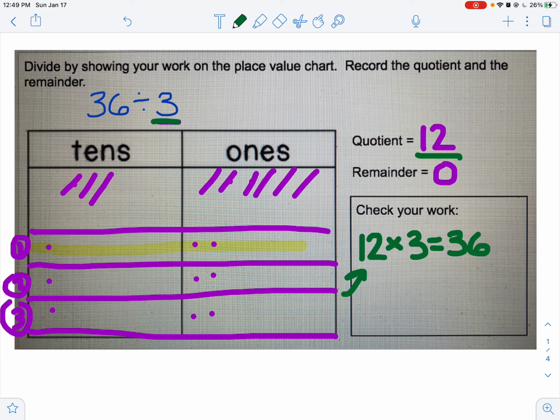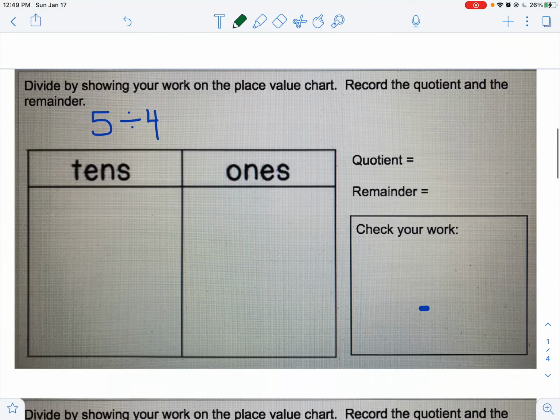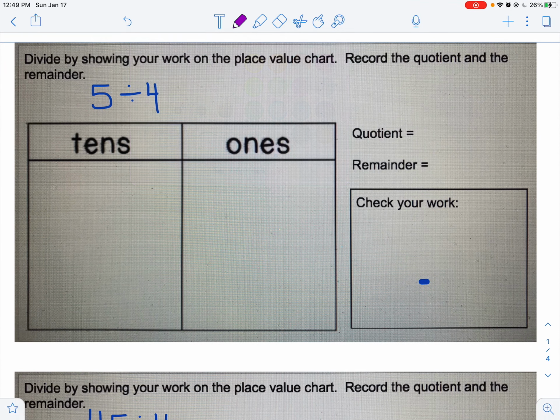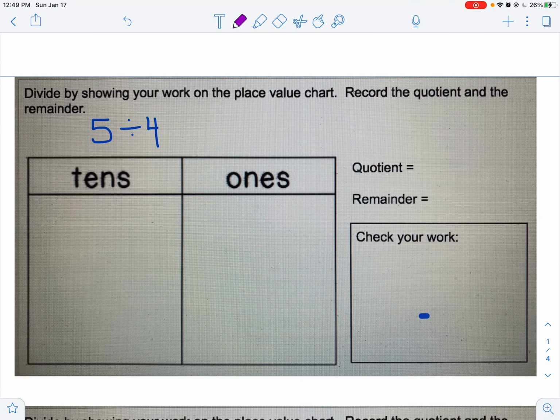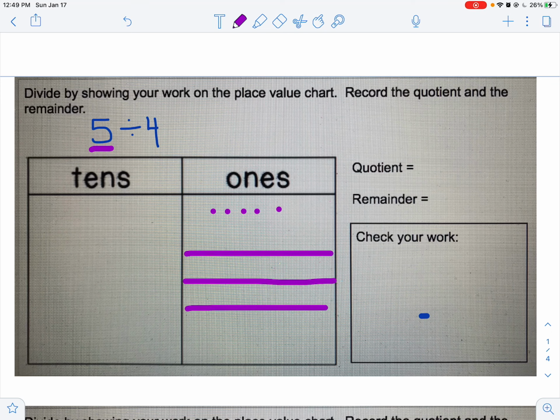Now let's take a look at what happens when we do have some remainders. Okay, these worked out really nicely, worked out with no remainders and everything divided nice and equally. So let's take a look at one with just some ones. We have 5 divided by 4. So once again, start off simply by just showing your dividend in your place value chart. 1, 2, 3, 4, 5 ones. Okay, step number 2, I'm going to make 4 rows. 1, 2, 3, and 4. Okay, so I've got my 1, 2, 3, 4.